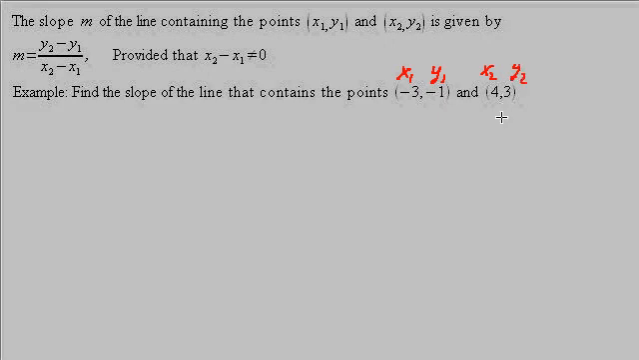And if you wanted to, you could call 4 x1. But if you call the 4 x1, the 3 has to be y1, and then you would say -3 is x2 and -1 is y2. Okay, you can do it either way, it doesn't matter. So let's take that off. Okay, so now let's find the slope.